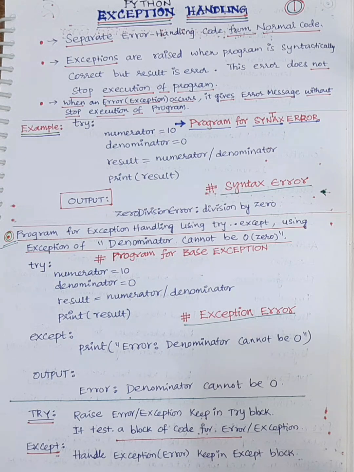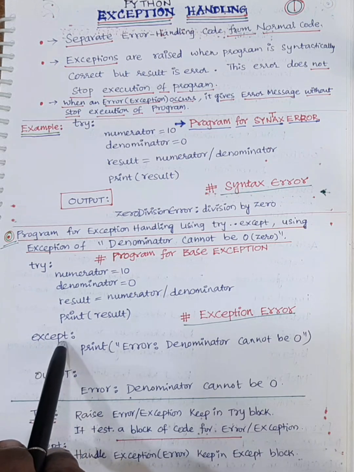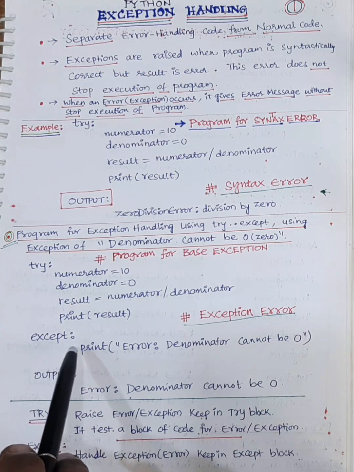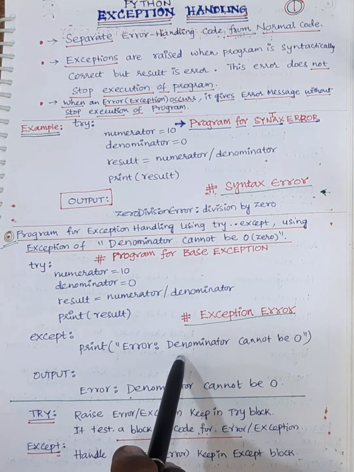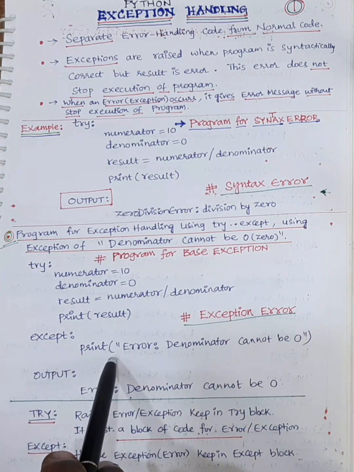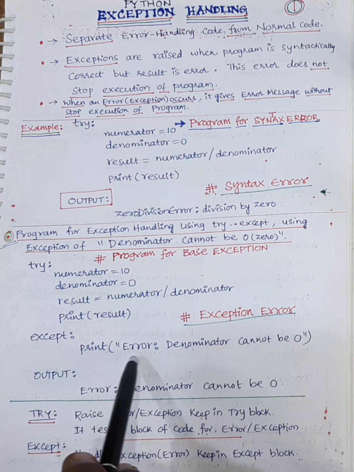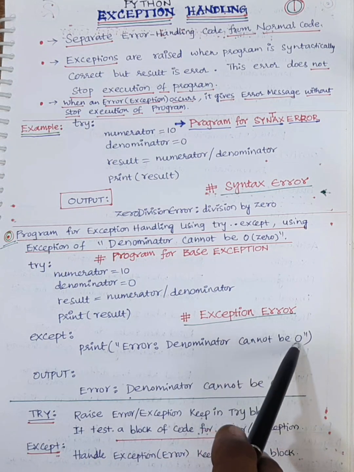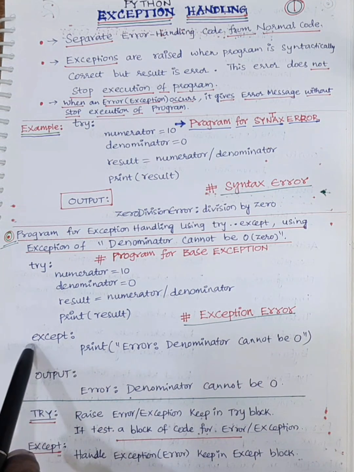The concept is called exception handling. This except is a keyword. Here we write the handling of the error in this block. In the except block, what we are going to handle the error without stopping the execution of the program, we write in the except block. You see here in the except block we write print error, denominator cannot be 0. So this is the base exception.